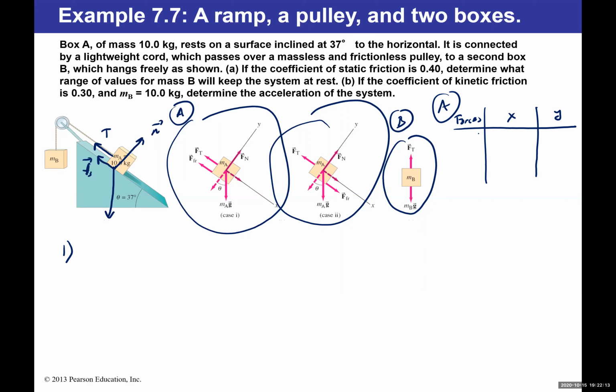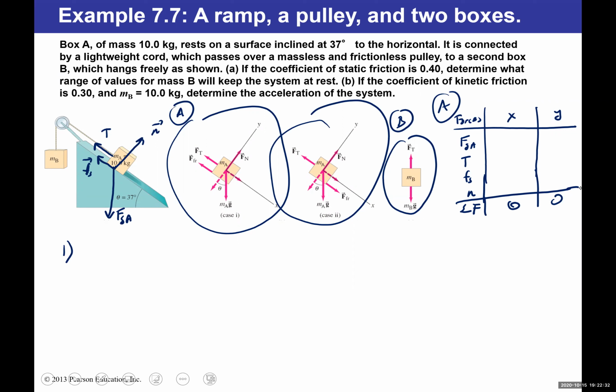So we have 1, 2, 3, 4 forces. Remember, this is an F of G for A. So let's write down F of G for A. And then I have the tension. Then I have the static friction. Then I have normal force. Okay, net force. Remember, we are talking about static equilibrium.